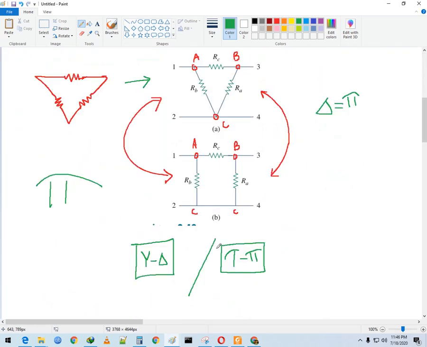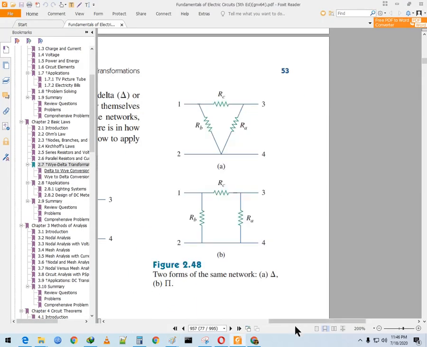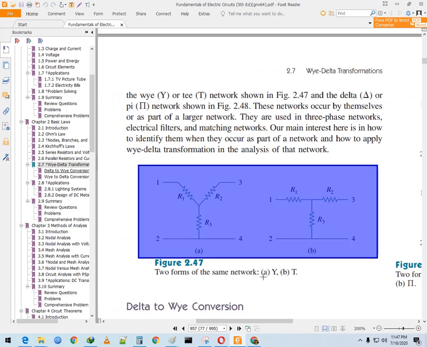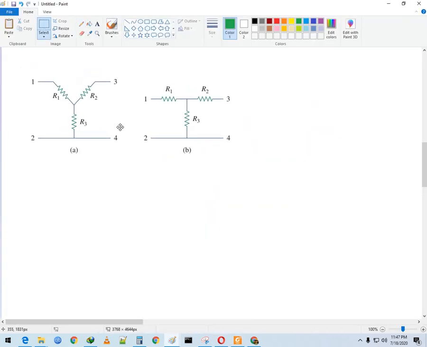Now let's take a look at these two versions of Y circuits. Here you can see that we have four different terminals.